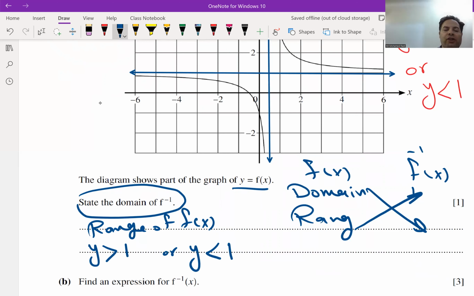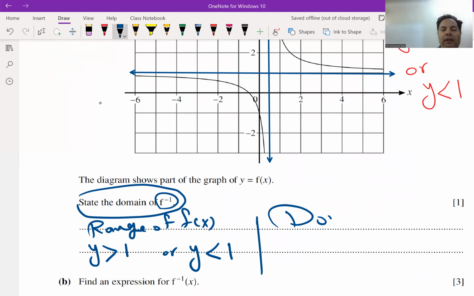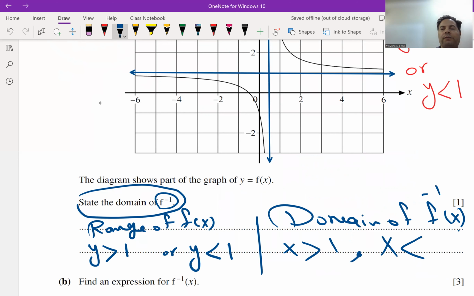But when we change the domain to range, you have to interchange. Instead of writing y, write x, because he asked to get the domain. So the final answer, domain of f inverse: x more than 1, x less than 1.